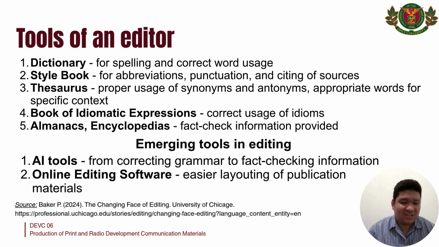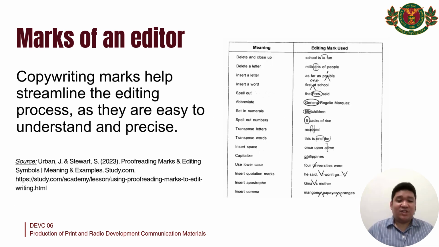layouting of publication materials. How does an editor correct mistakes in spelling, punctuation marks, or use of words? Now, an editor uses the marks or copywriting marks. These copywriting marks help streamline the process in editing as they are precise and easily understood by copywriters. Through the marks of an editor, the editor is able to check and recheck the materials until it is in perfect condition, and the readers can fully understand the message that is presented by the writer.